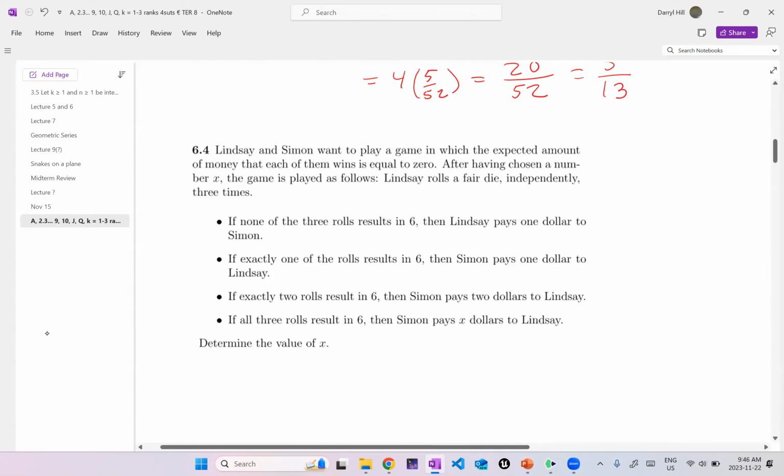So in terms of expected value and payout, I guess this would be good practice for some of the money questions. Lindsay and Simon are playing a game, and we look at the expected amount of money that each of them wins. They want to play a game where they have an equal chance. So they want to make some rules, but they want to make sure that whatever their return is, they're equally likely to win or lose. So their expected winnings are 0.